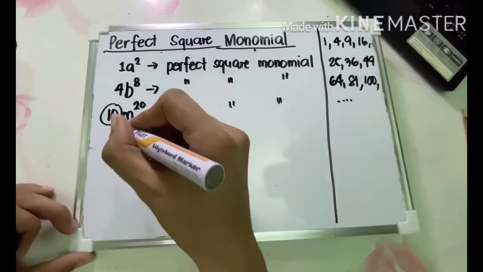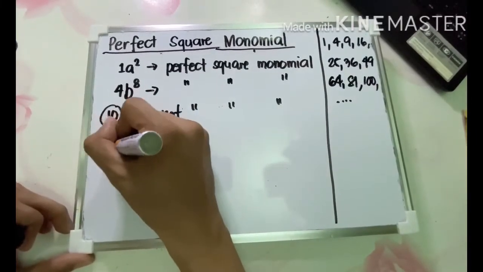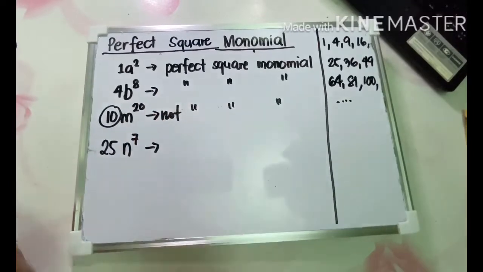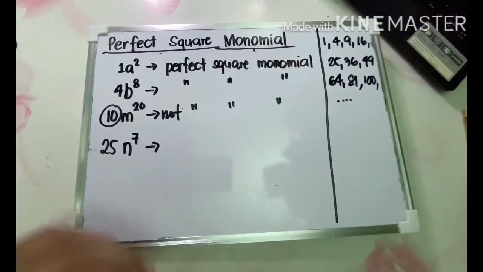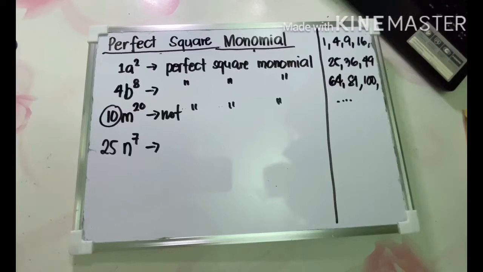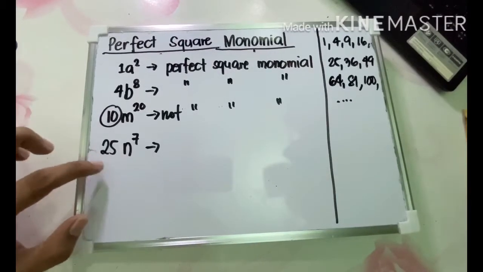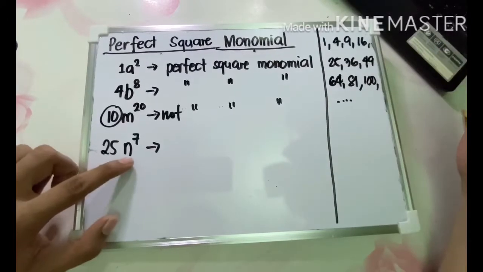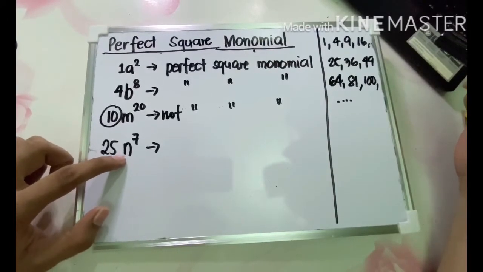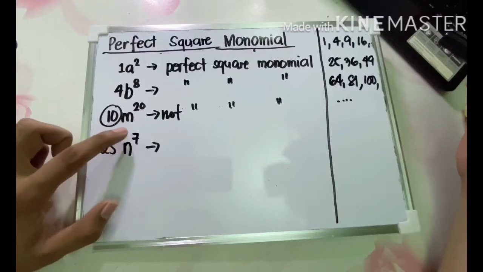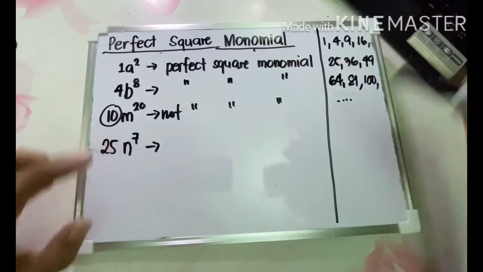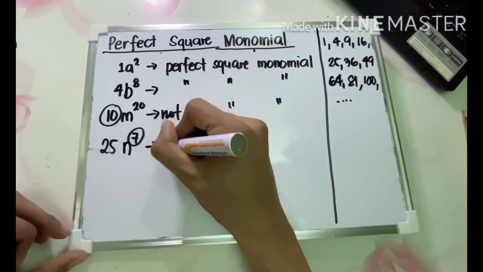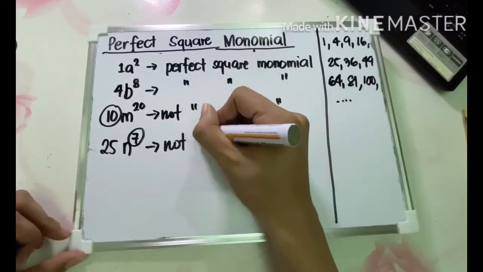Okay? Okay, let's have 25n raised to 7. So is this a perfect square or not? 25 is a perfect square. But the variable n has the exponent 7. And 7 is odd. So therefore, 7 makes the monomial not a perfect square.